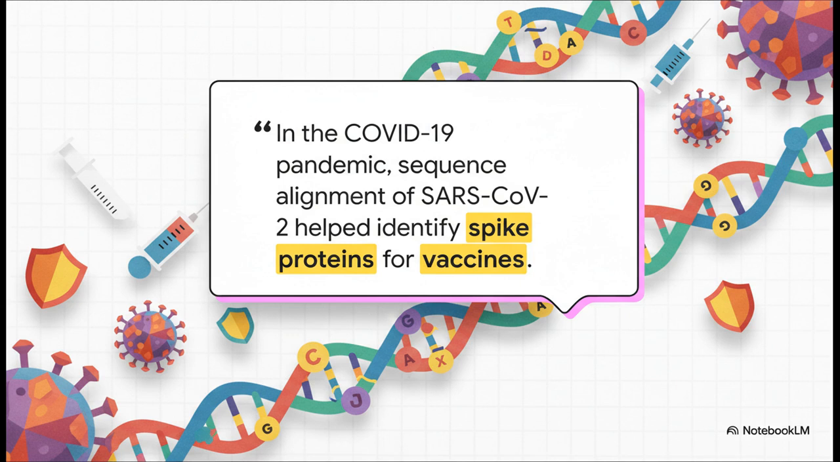It's called sequence alignment. By comparing the genetic sequence of the new virus to others we already knew about, scientists could zero in on its most critical part, that infamous spike protein. And that was the key. That's what unlocked the door for developing the vaccines from Pfizer and Moderna. It really did all start with alignment.